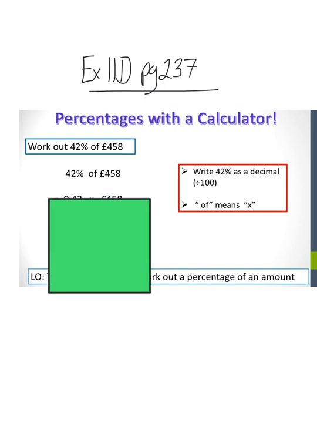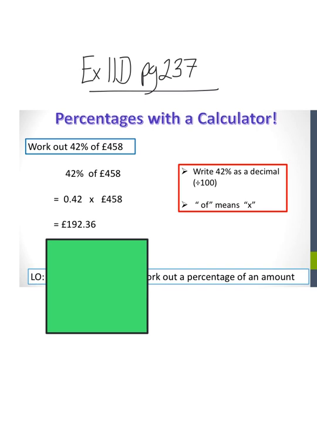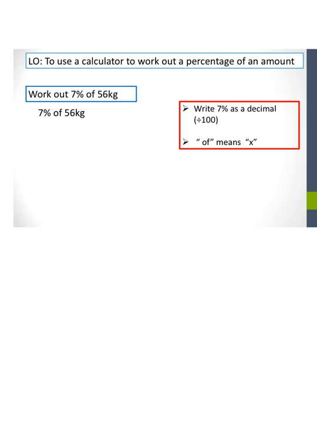So that line we would just write as is the same as 0.42 times 458, which we can put in our calculator to give us £192.36. You must remember your units. You don't necessarily need it in your workout, although in this it does make it clear, but you must keep your units in your final answer. You may like to pause the video now and have a go at answering this question.